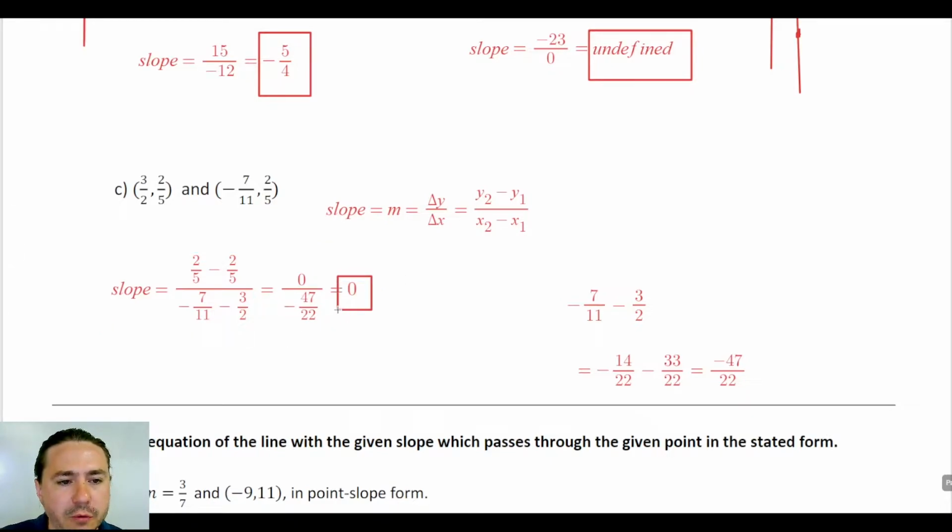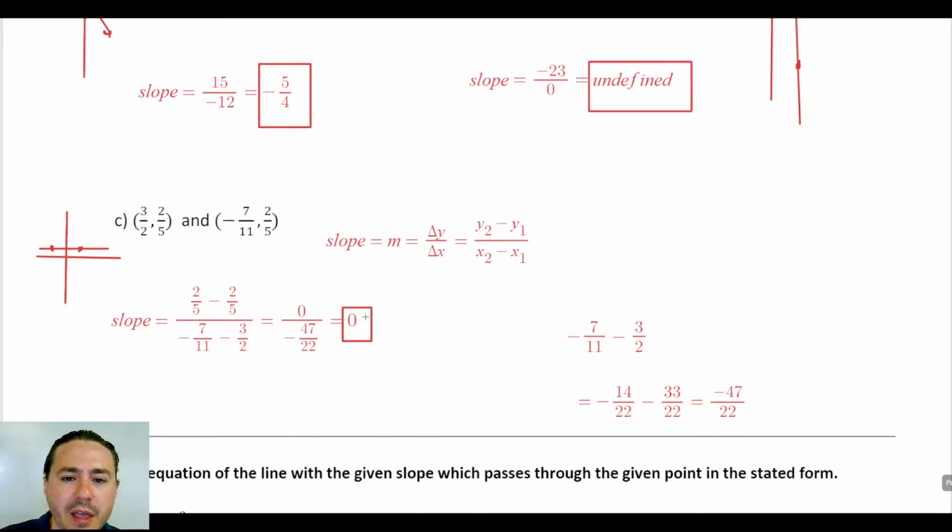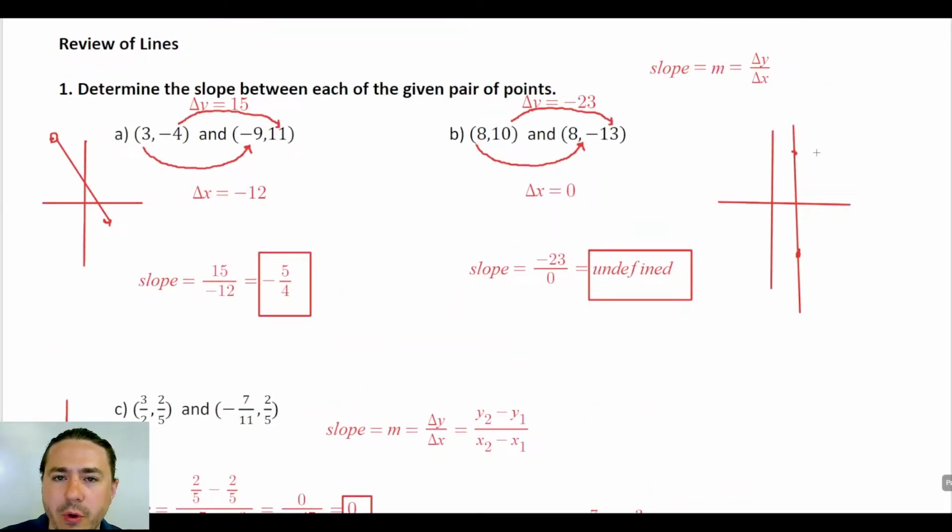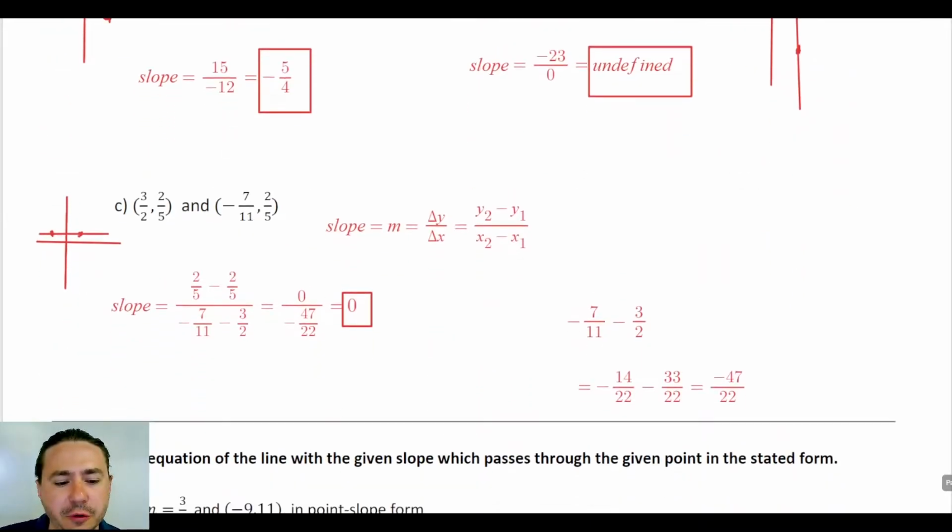Now, whenever you get a slope of 0, what that is indicating is that the points are horizontally aligned. So here, just to do a real rough sketch, 3/2, 2/5 is going to be roughly here. Negative 7 over 11, comma 2/5 is going to be here, and we can see that these points are aligned horizontally. So when they're aligned horizontally, the slope will always be 0, just like how if the points are aligned vertically, the slope will always be undefined. So that's how you find the slope given 2 points.